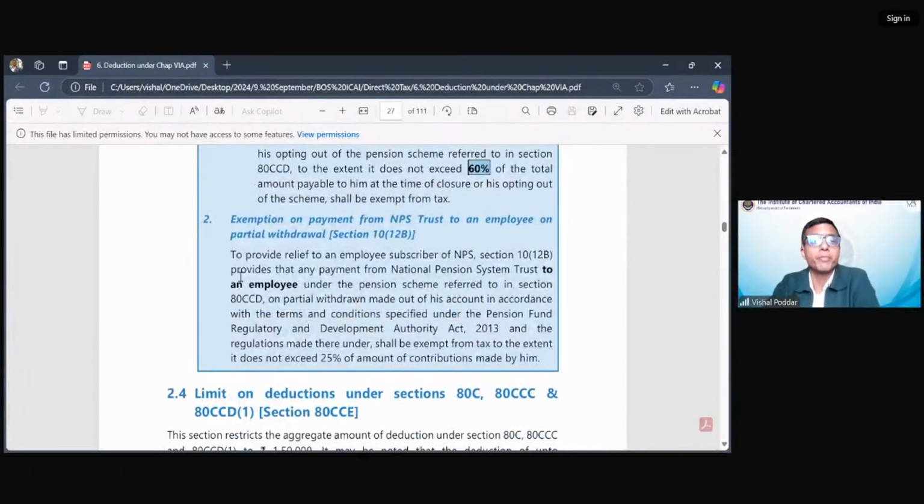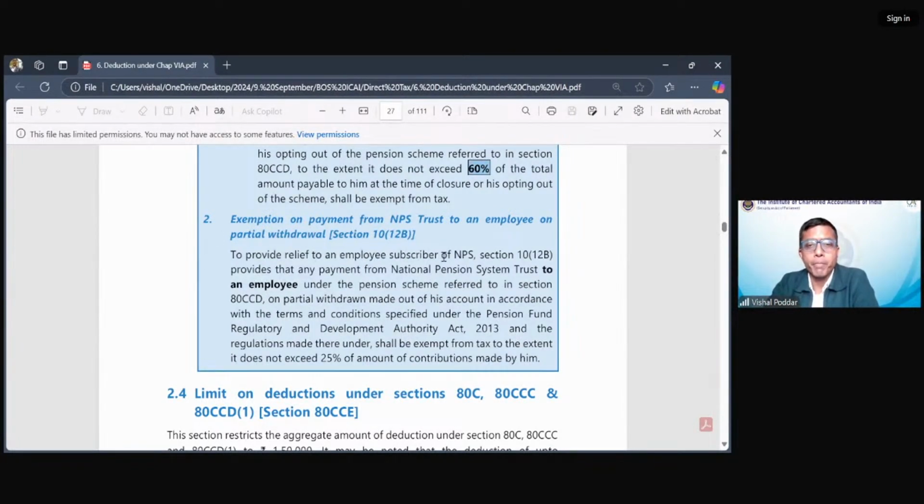But there is something else. Exemption on payment from NPS to an employee on partial withdrawal. Now what is this? Your scheme is not yet closed. You are still in the scheme. Your scheme is still going on. In between, you need money, so you do a partial withdrawal. This exemption is for partial withdrawal.